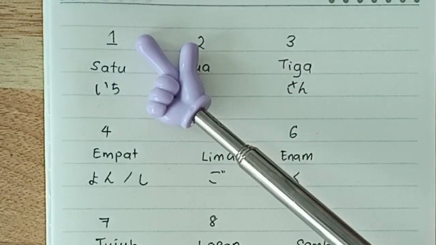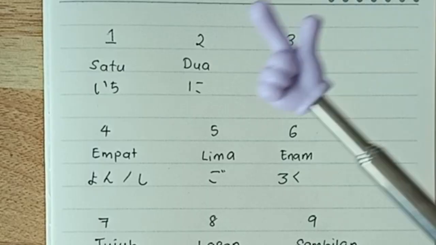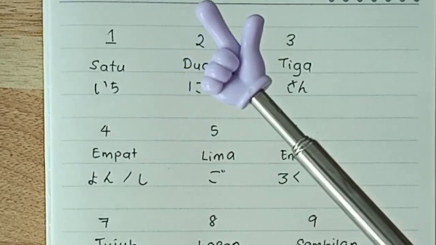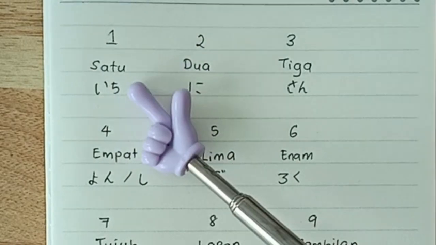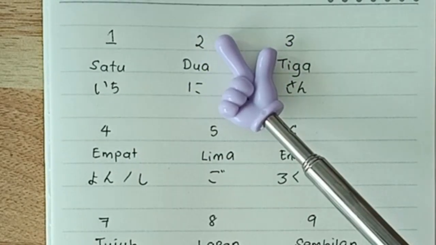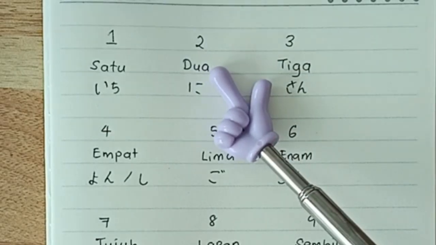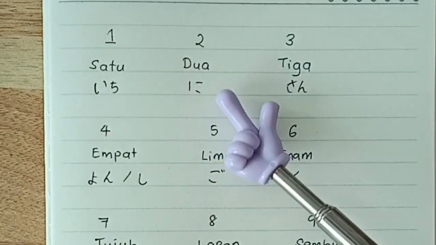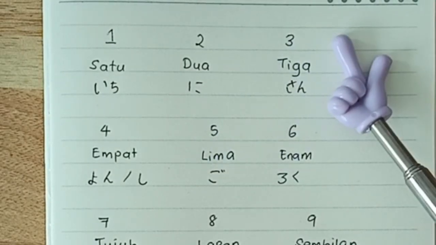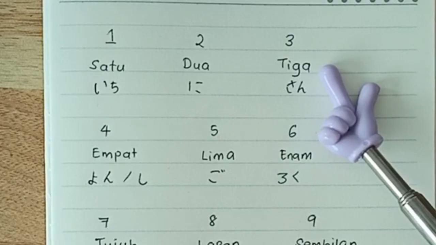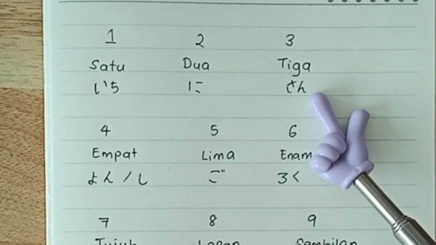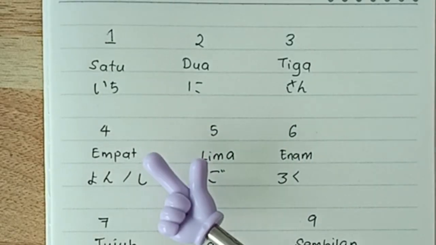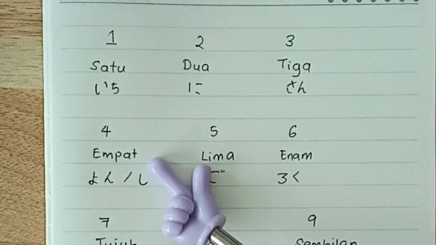For number 1, in Malay, we say satu, satu, ichi. Ichi. Number 2, dua, dua. Ni, ni. Three, tiga, tiga. San, san. Four, empat, empat.